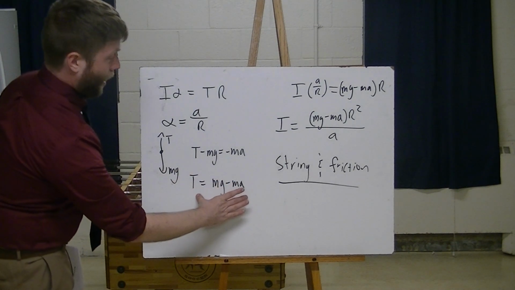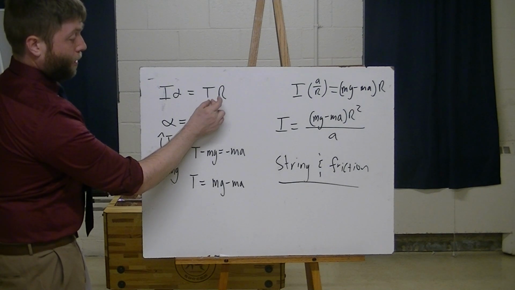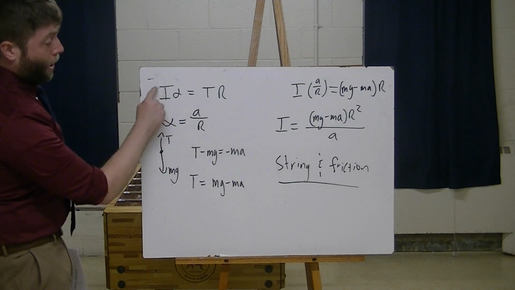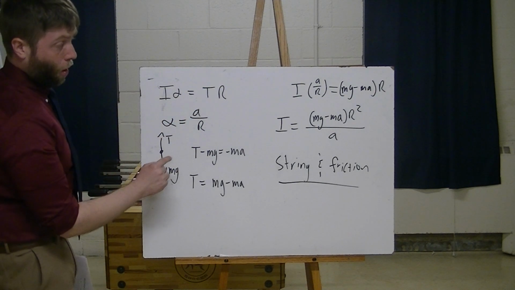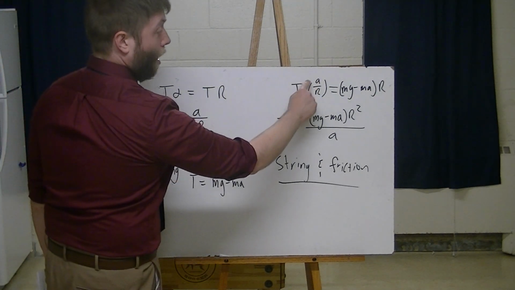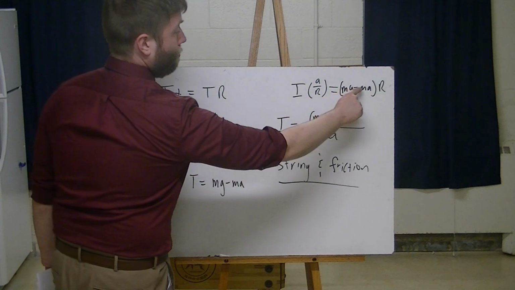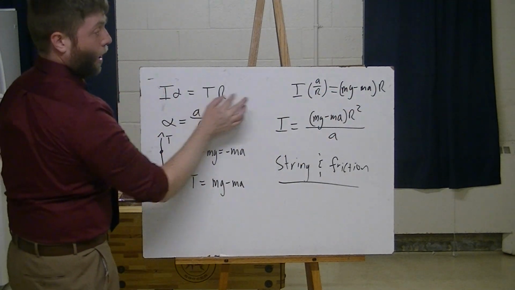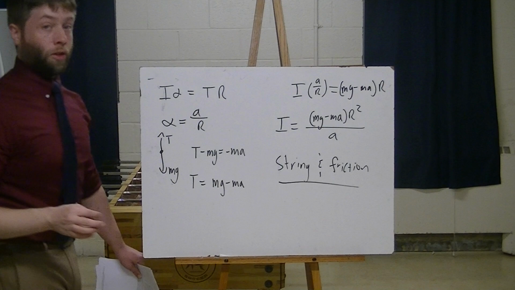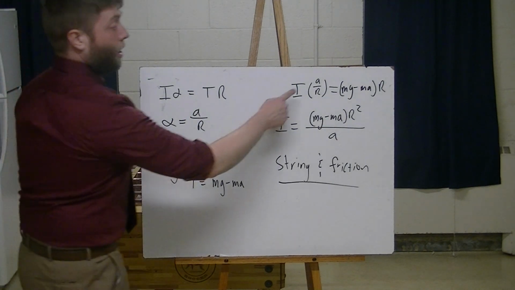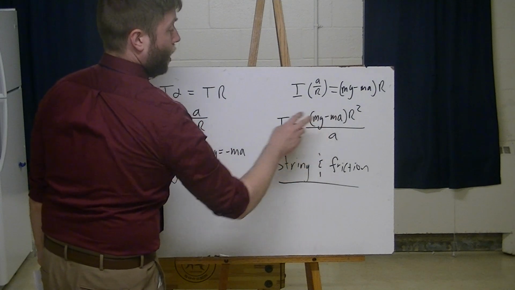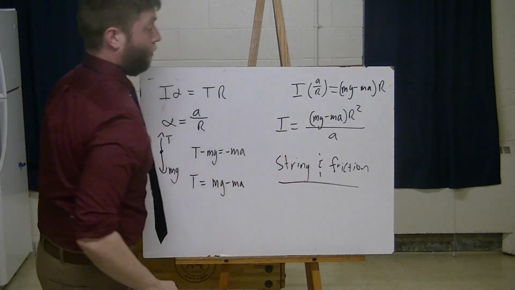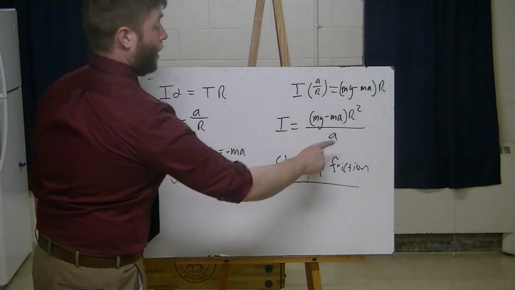So I'm going to take this tension and plug it in up here, reminding myself that I'm going to have the rotational inertia times alpha. Alpha is equal to a over r. So I times alpha, a over r, is equal to mg minus ma, that's the tension right here, and then we have the r right there, the radius of the pulley. Move the r over to the other side, that now becomes r squared, times the difference mg minus ma all over a. So this is how we find the rotational inertia.